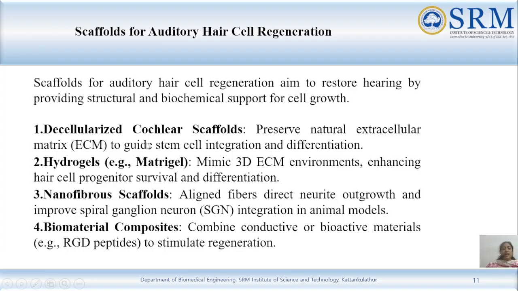And then we can further add in the stem cells, and we can guide these stem cells for the integration and differentiation into the decellularized cochlear scaffolds. So this is one of the most promising techniques. So next, coming to the use of hydrogels. So hydrogels in specific, something called Matrigel, can mimic the 3D ECM by giving specific growth factors and cues. Cells are able to orient themselves in a three-dimensional manner, and they can mimic the cochlear anatomy to some extent, and this can enhance the hair cell progenitor survival and differentiation.